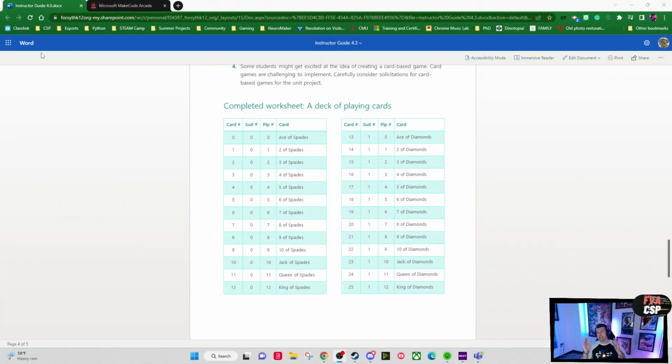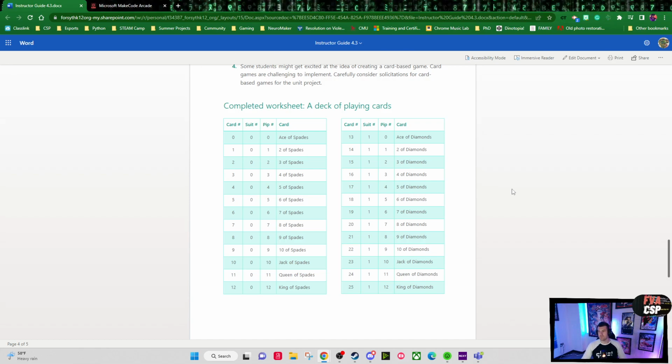If you would please, let's take a look at this. This is the completed worksheet for a deck of cards, playing cards. This video is about how to set up the math and the arithmetic in a MakeCode Arcade program so that you can accurately play a card game inside of MakeCode Arcade. Now, this lesson 4.3 is not about actually making that card game. Instead, again, it is the back end or the background mathematics that needs to go on. Let's zoom in just a little bit here.